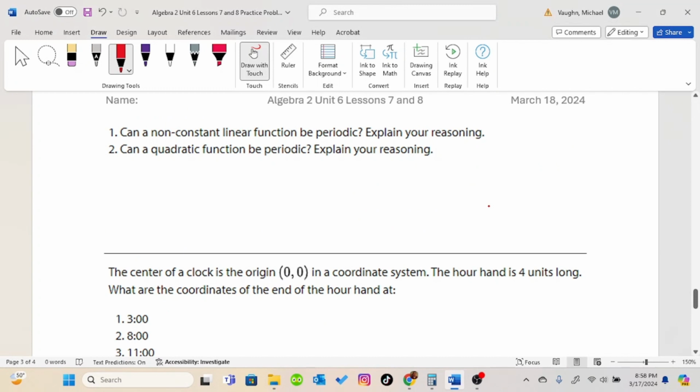Number 1, can a non-constant linear function be periodic? Explain your reasoning. For number 1, no.